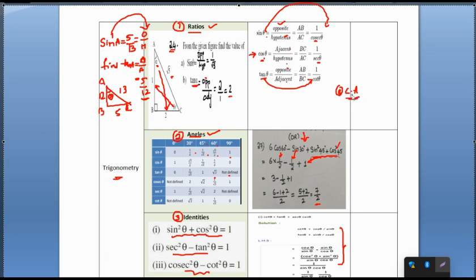Moving on to the complementary angle concept, sin theta will become cos theta and cos theta will become sin theta, vice versa. Tan theta will become cot theta, and cot will become tan. Cosecant will become secant, secant will become cosecant.